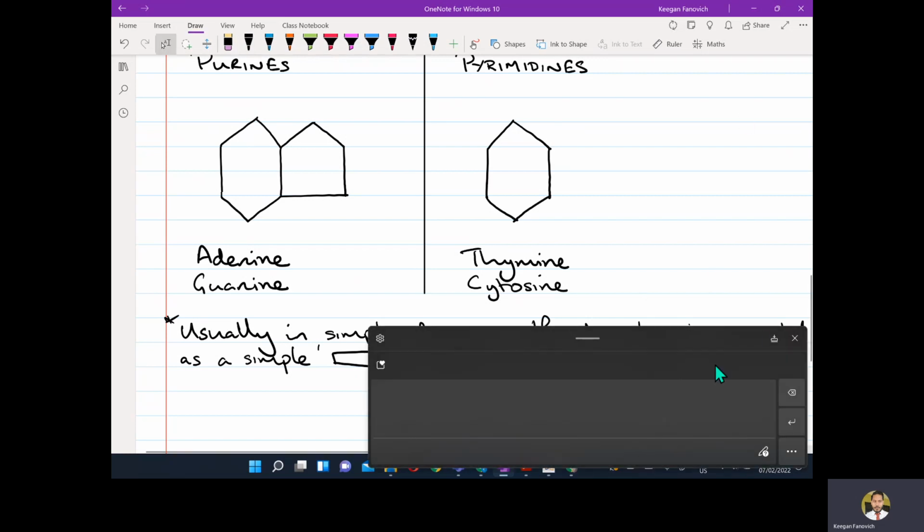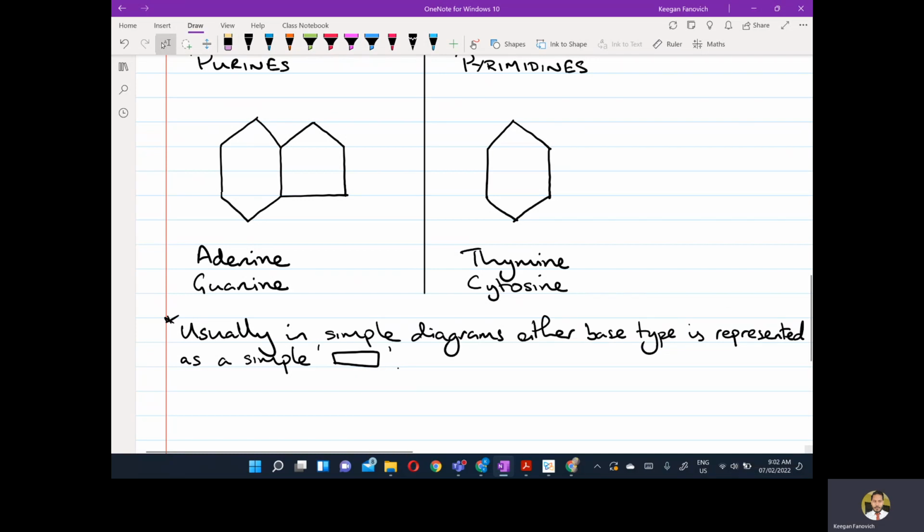Now, when we get to the bonding, which is literally the next section, I'll show you how you can count the bonds and figure out which one is which. But for now, this is the part that you need to know. What are the purines and what are the pyrimidines? So the purines are adenine and guanine.